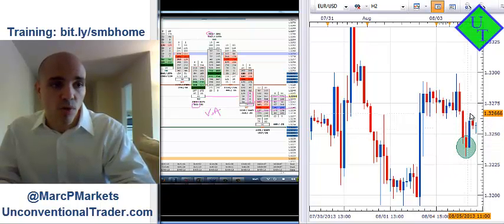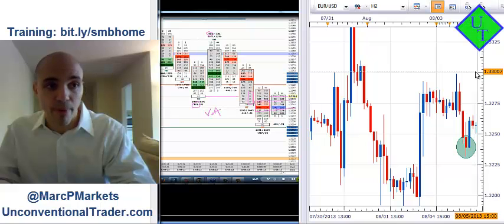In this case, we're looking for targets around the 3270s, okay? And of course, the final target, or the most aggressive target, would be up above this previous high, up in the 33s.